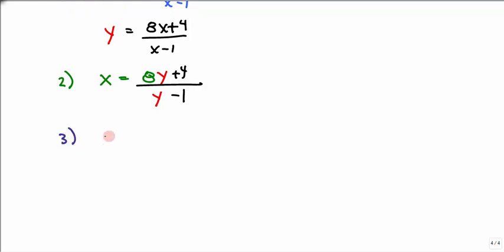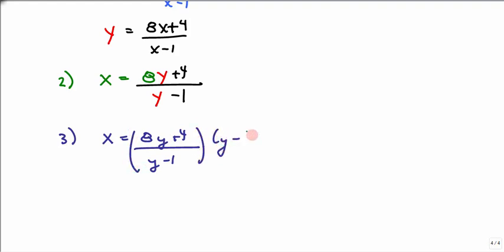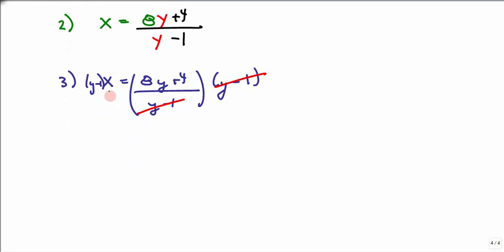So to get started, I think we'll go ahead and clear the fraction by multiplying both sides through by y minus 1. And we're going to balance this equation. Whatever you do to one side, you do to the other. So the y minus 1's cancel over here, and over here I'll distribute the x, and I'm left with xy minus x equals 8y plus 4. Now I want to move all the y's to the left, all the constants to the right. So let's go ahead and subtract 8y from both sides.